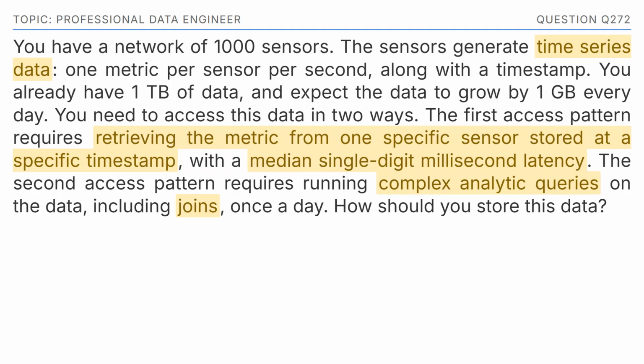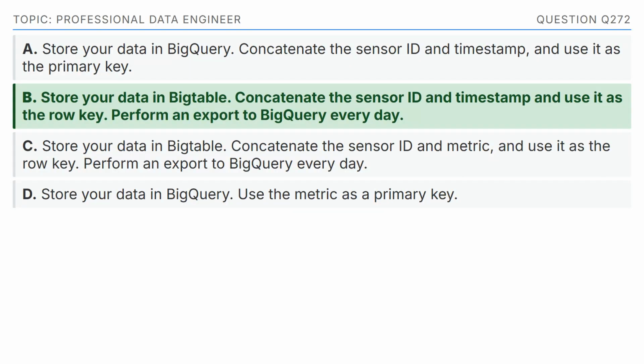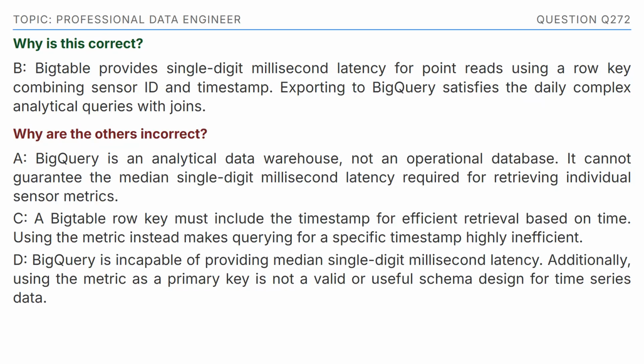To arrive at the correct answer, we focus on the keywords: time series data, retrieving the metric from one specific sensor stored at a specific timestamp, median single-digit millisecond latency, complex analytic queries, joins. The correct answer is option B, store your data in Bigtable. Concatenate the sensor ID and timestamp and use it as the row key. Perform an export to BigQuery every day. Why is this correct? B.